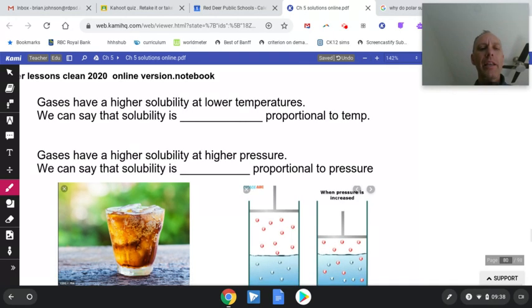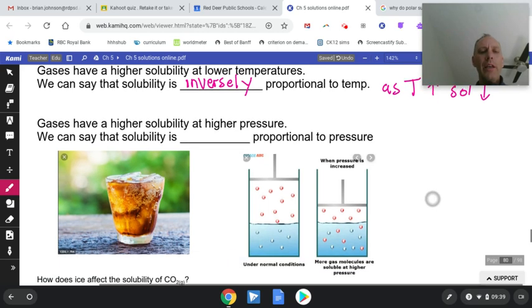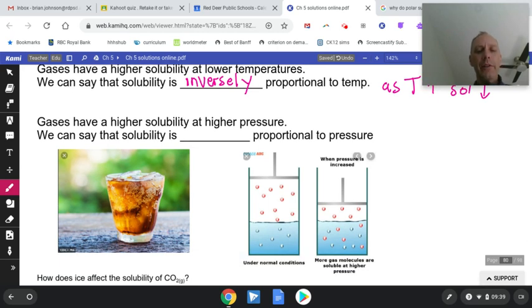Gases. Gases have a higher solubility at lower temperatures. Whoa, that's the opposite. Okay, so that means that solubility of gases is, do you know the word for opposite? So there's directly proportional and inversely proportional. So as temperature increases, solubility decreases. Temperature increases, solubility decreases, inversely proportional. Let's move on to the next one.